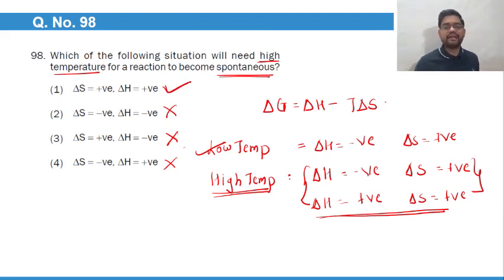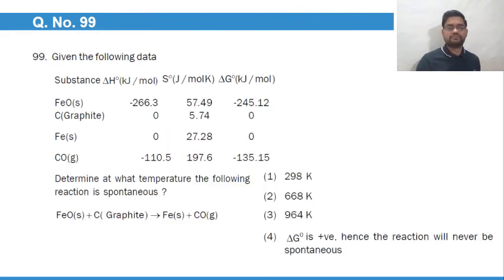Now, talking about 99. Oh, big question. It talks about data given for formation enthalpy, entropy and delta G value. Determine at what temperature the following reaction will become spontaneous. So this is the reaction. For a spontaneous process, we know that delta G is equal to delta H minus T delta S. So let us calculate delta H first.